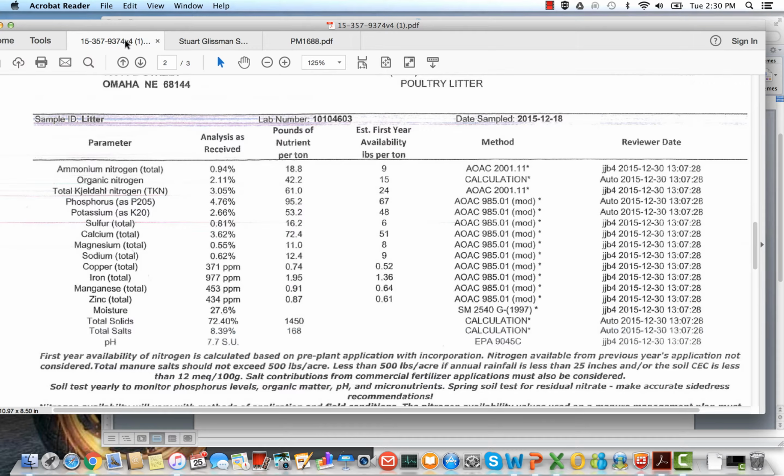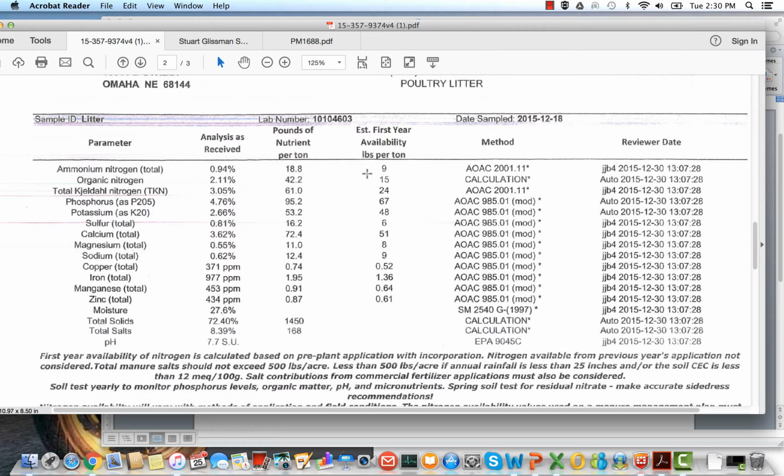So let's say that I was a little more comfortable with doubling that 500 number. And now let's do 1,000 pounds of total salts. Again, I don't want to go crazy. That'd be 6 tons of poultry manure. 6 tons of poultry manure when I'm already getting 67 pounds of P2O5 per ton, I probably don't really need that. That 3 ton number may not be that bad from a phosphorus and potassium perspective. Let's go do the math.